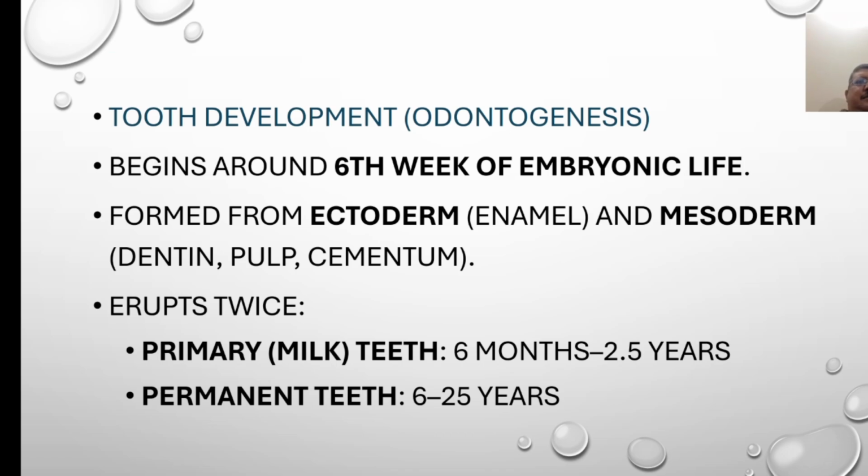Tooth development, that is odontogenesis, begins around 6 weeks of embryonic life, formed from ectoderm, that is enamel, and mesoderm, that is dentine, pulp, and cementum. Erupts twice, primary teeth 6 months to 2.5 years, permanent teeth, that is 6 to 25 years.